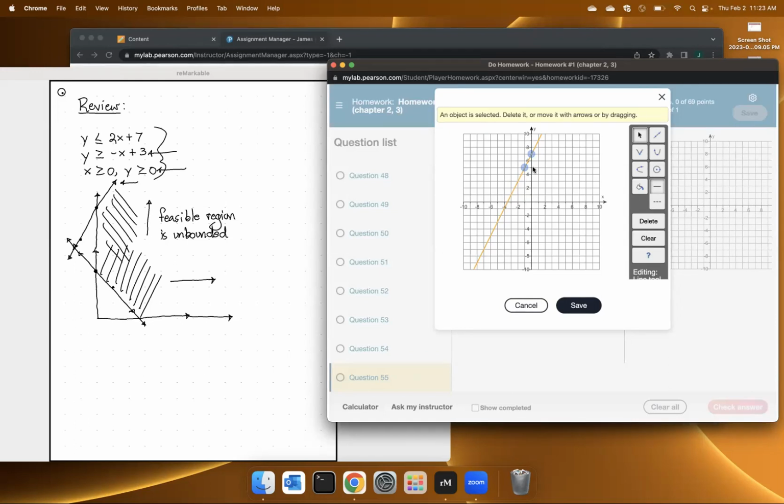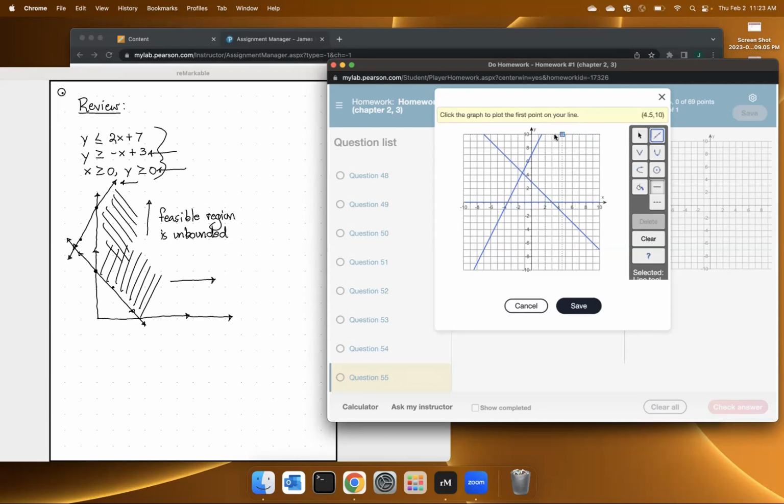Okay, and then the second equation had a y-intercept of, let's see, 3. That's right here. And it's got a slope of -1. Like that. Both of those lines are solid because they are less than or equal to or greater than or equal to. And then lastly, we have the axes. So let's see, I think that's right here.